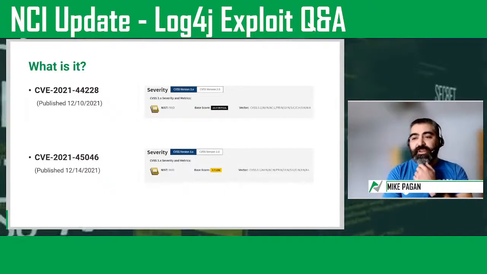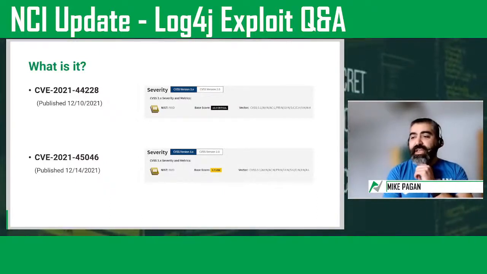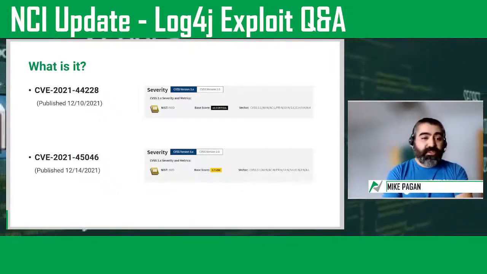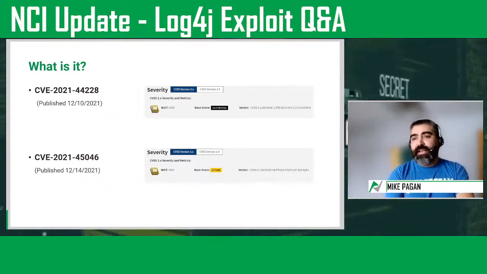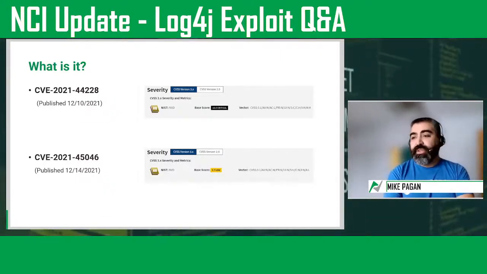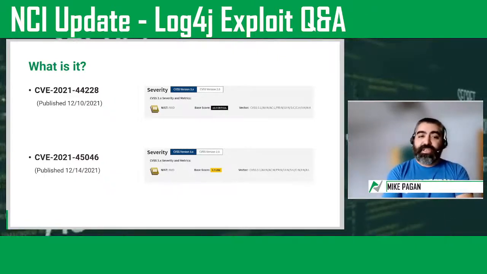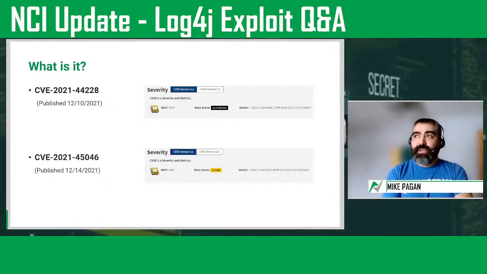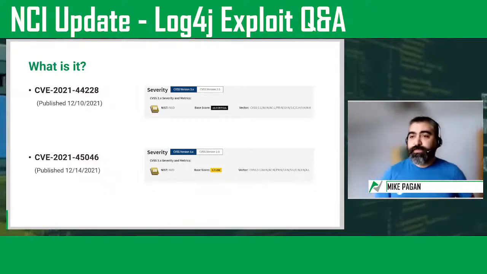The second one was discovered a couple days later. It's 45046. When I made this presentation, it was listed as a 3.7, which is a low security CVSS score. I just literally read 5 minutes ago that it's been updated to a 9. So I haven't had a chance to take a look at that yet, but that one is supposed to be less exploitable, but obviously it's still very serious.